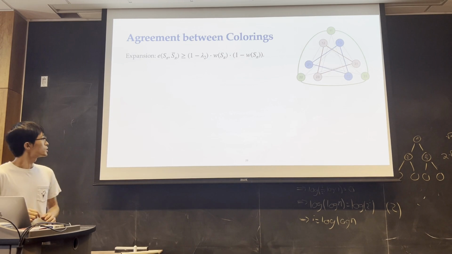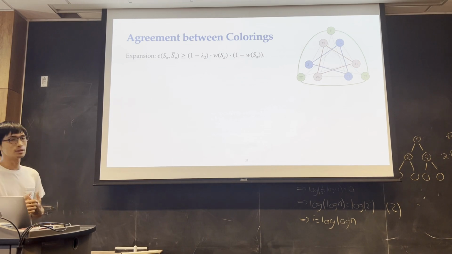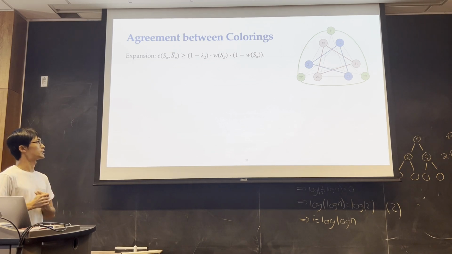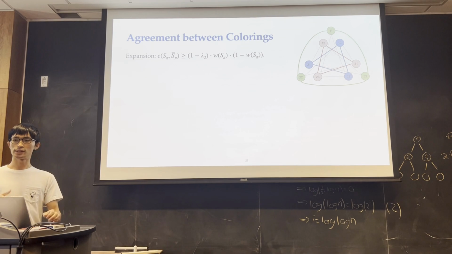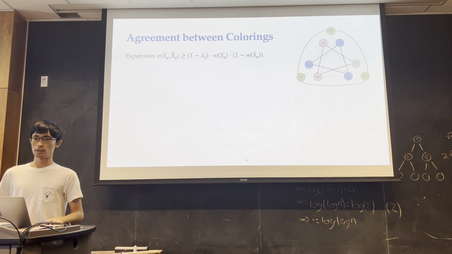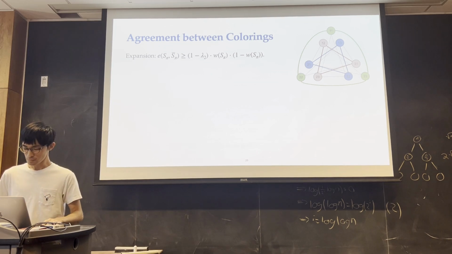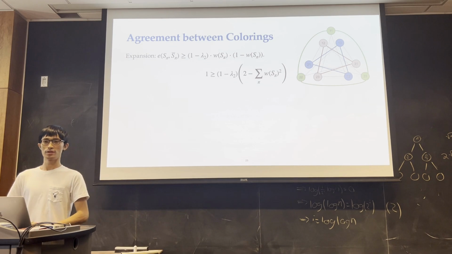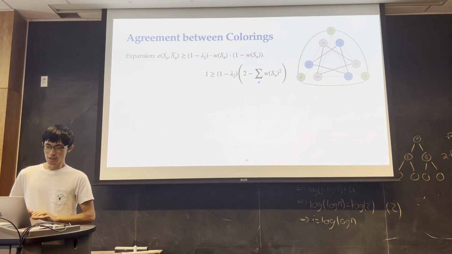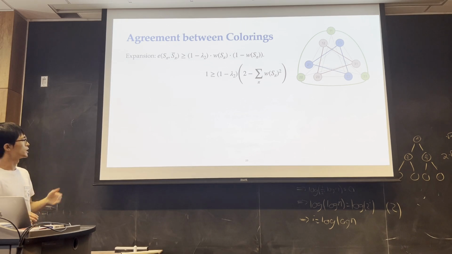Okay, and now we're going to apply the expansion on S_pi. So the number of edges between S_pi and S_pi complement is at least the second eigenvalue of the Laplacian times the weight of S_pi times the weight of the complement. And then now we just sum everything up. So okay, we get this inequality.